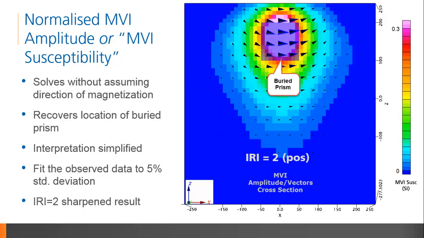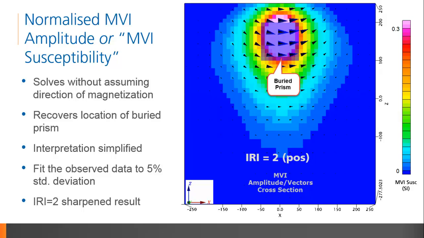The MVI result fit the observed data as well as the other models, but it is clear that this model is a better representation of the true distribution of magnetization. The amplitude and vector voxel output of the MVI result are the primary products for interpretation. The vector voxel displays both the direction and amplitude of the magnetization, whereas the scalar amplitude voxel comes in handy when comparing the model to conventional susceptibility results.